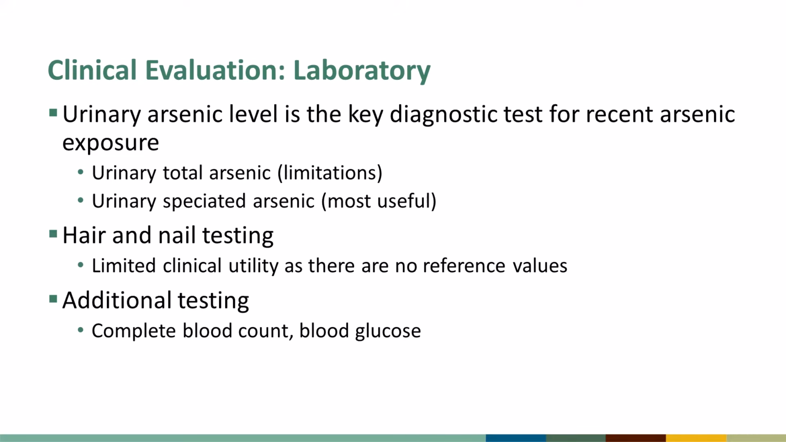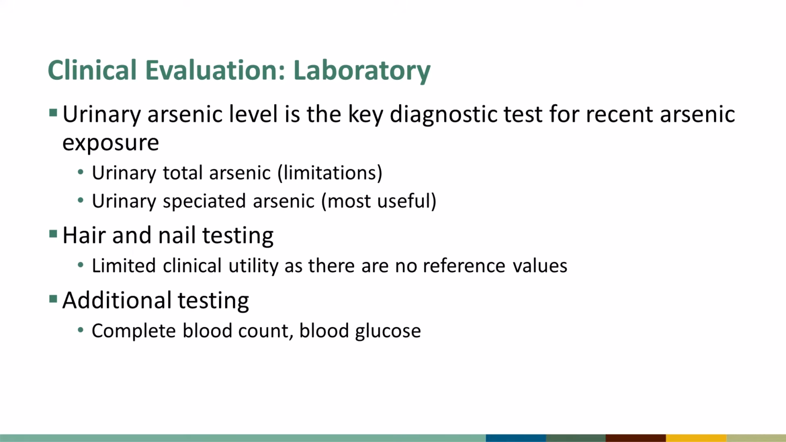Urinary arsenic tests can be ordered as total or speciated arsenic. The most helpful laboratory test for recent arsenic exposure is a 24-hour urinary speciated arsenic level, which can distinguish toxic inorganic arsenic from non-toxic organic arsenic. However, the total urinary arsenic level also includes non-toxic organic arsenic, such as arsenobetaine and arsenocholine, from seafood consumption within the past 48 hours. Spot urine specimens for arsenic and creatinine can be helpful in an emergency.